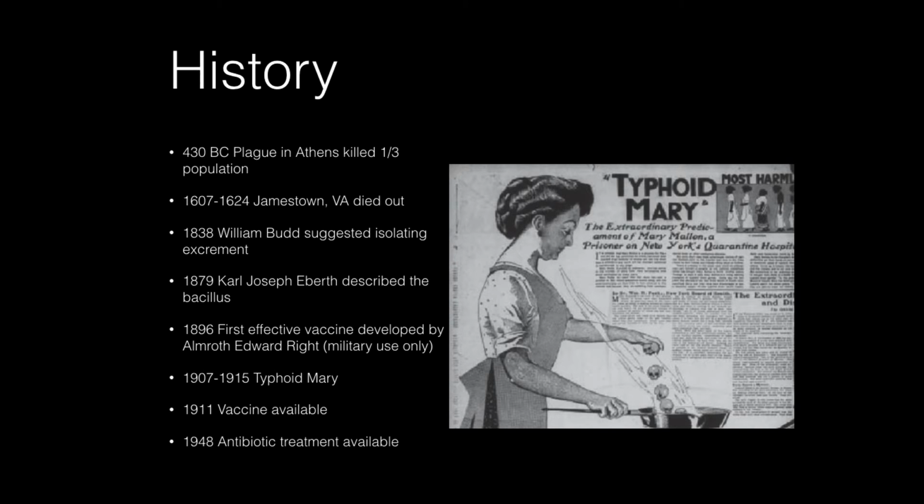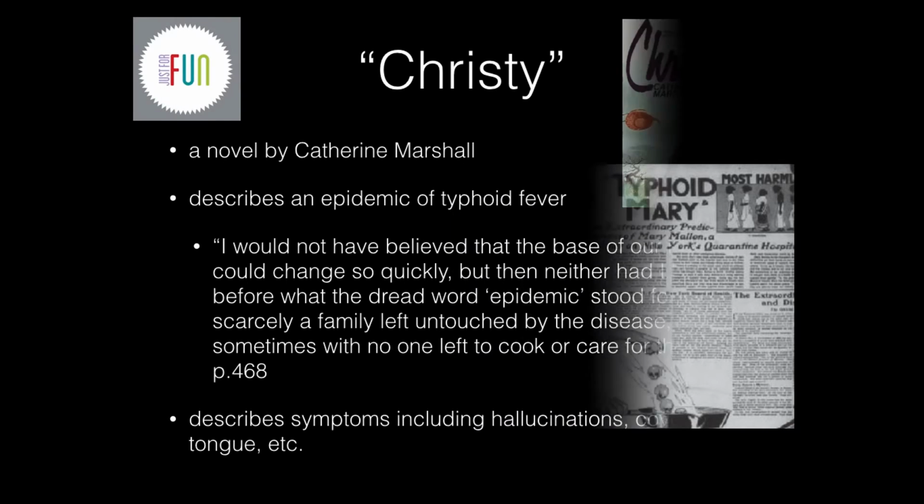Between 1907 and 1915, a lady named Mary Mallon, nicknamed Typhoid Mary, was unknowingly responsible for spreading the disease in New York. Irene will tell you more about her later. In 1911, the first vaccine became available, and in 1948, the first antibiotic treatment became available.